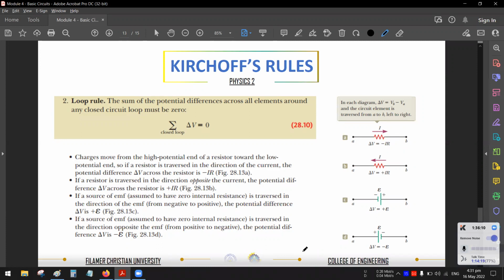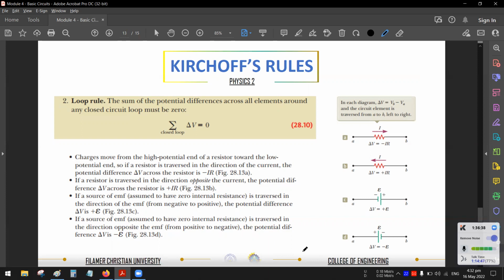Okay? Then you can apply the loop rule as often as needed as long as a new circuit element appears in each new equation. New circuit element meaning it might be a resistor or a battery, or a new current. So in general, to solve a particular circuit problem, the number of independent equations you need to obtain from the two rules equals the number of unknown currents.